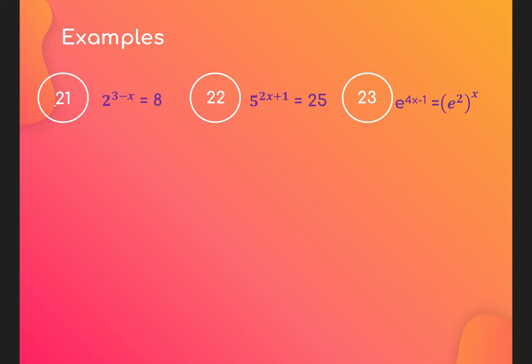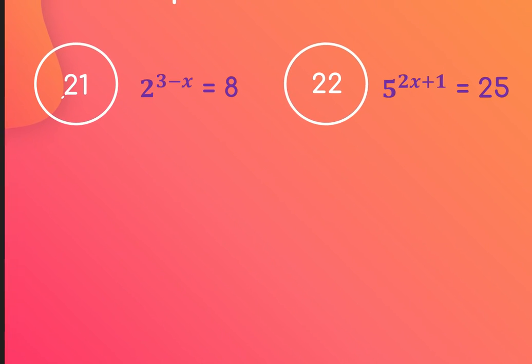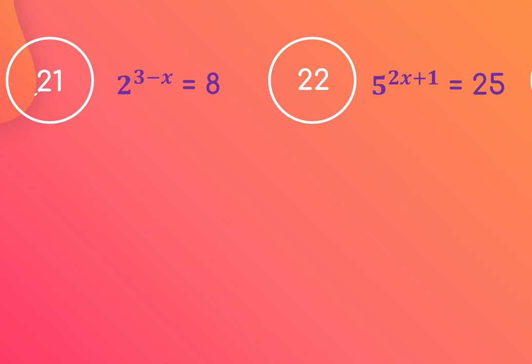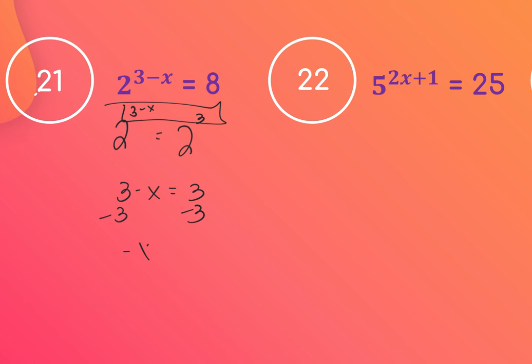All right, what do I do with 21? Good. 2 to the 3 minus x equals 2 to the 3rd. The bases are the same. Set your exponents equal to each other. Subtract the 3. Negative x equals 0. X would equal 0. That one's an easy one to check, right? Plug 0 in. 2 to the 3rd equals 8. You're done.